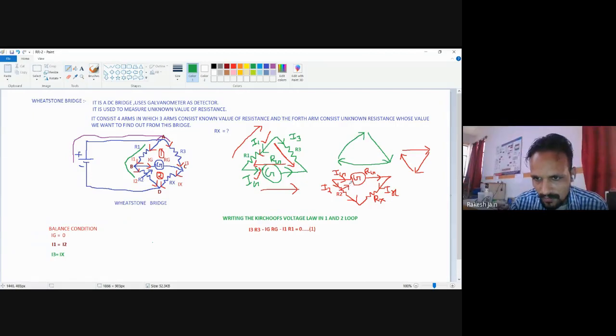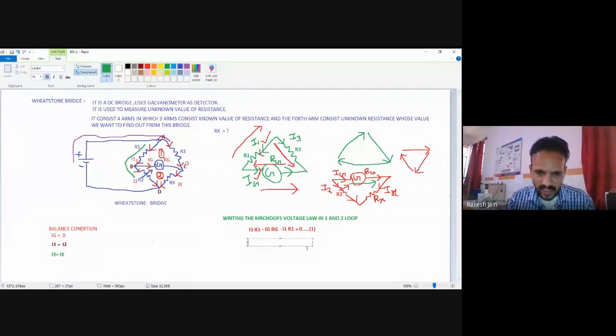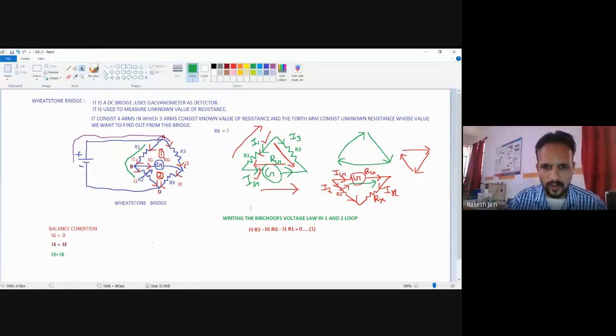I am going here first of all. Now in this, my current is in this direction, this green color, and Ig current is also in the same direction. So I just write down with the positive sign, Ig Rg voltage. What is the voltage? Because this is also a closed path. So according to the Kirchhoff voltage law, the total voltage in any closed path is equal to 0.